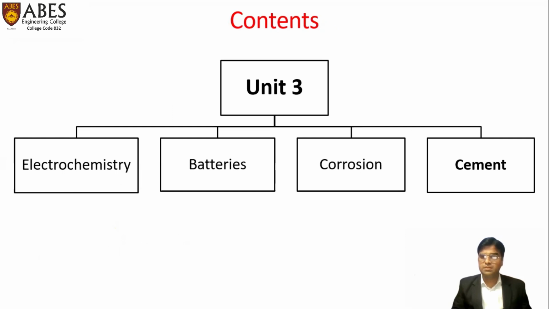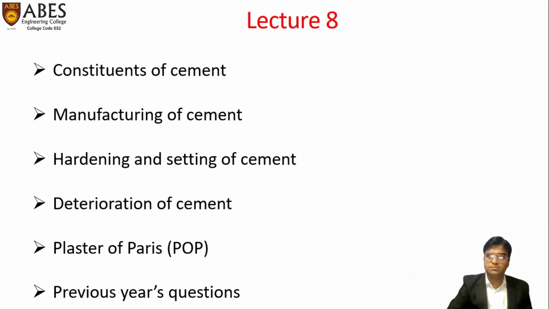After that, we shall discuss about the last part of the unit 3, which is cements and batteries. Sorry, cements and plaster of Paris. This part is covered in lecture 8. Here, we shall discuss about the constituents of cement. Then we shall discuss how it is manufactured in the industries. Then we shall understand the hardening and setting of cement and the chemical reactions associated with it.